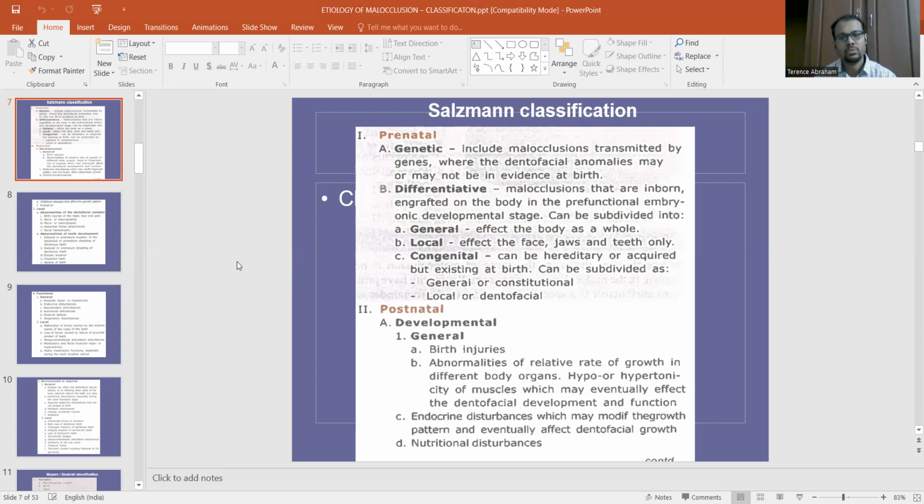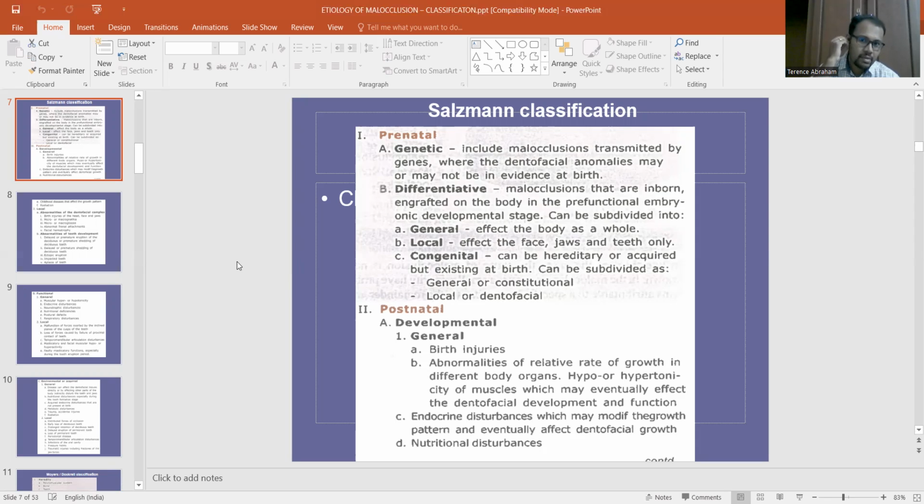Coming to differentiative causes, these are malocclusions that are inborn or engrafted on the body in the pre-functional embryonic developmental stage. They are again classified into general, local, and congenital. That means certain malocclusions are embedded or inborn, present from the embryonic developmental stage. General means it involves the entire body. Local means it affects only the face, jaws, and teeth. Congenital means certain congenital defects, hereditary or acquired, that are present at the time of birth, again classified into general and local.